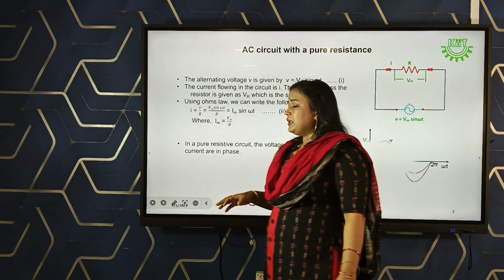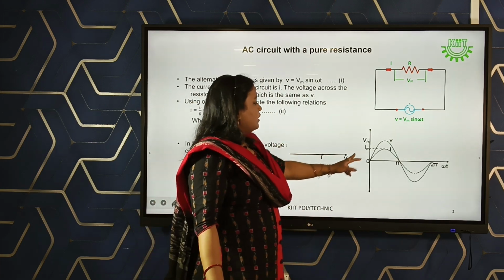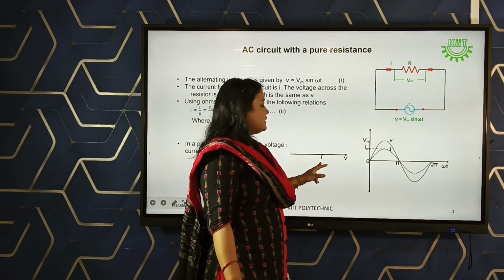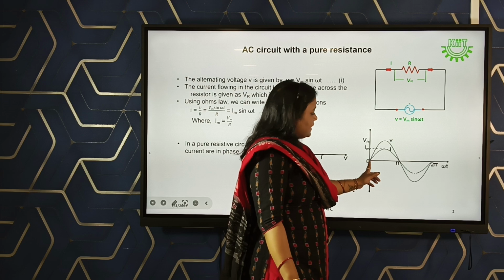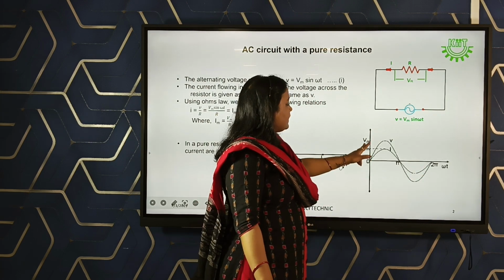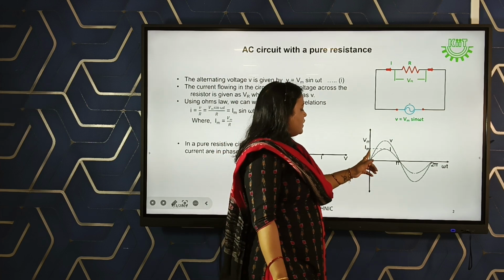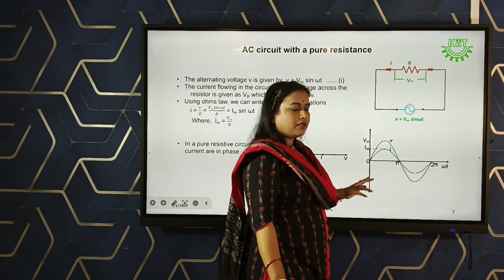Here we will do the analysis by taking two diagrams: one is the waveform diagram, and the other is the phasor diagram. In the waveform diagram, on the x axis we take the time period and on the y axis we take the magnitude. So on the y axis we will represent both the voltage as well as the current values.